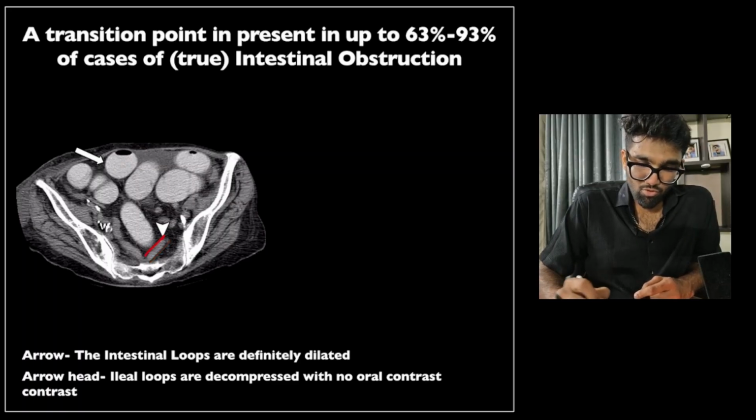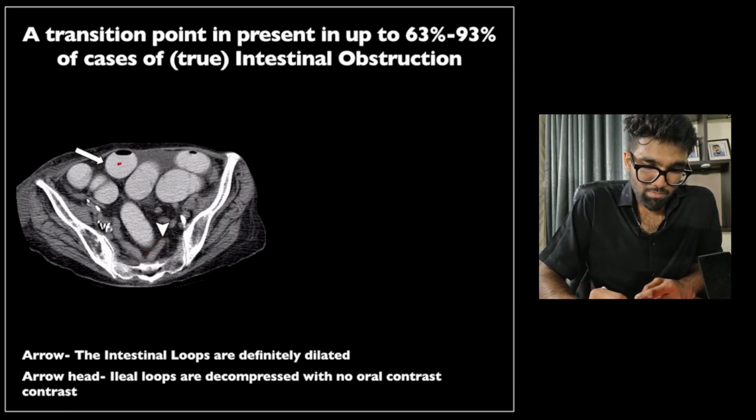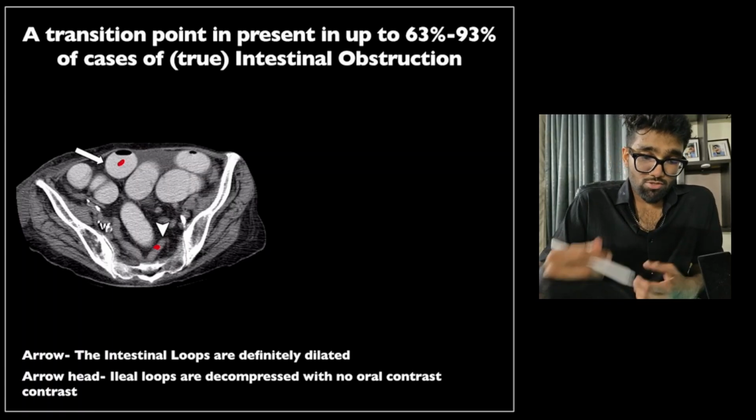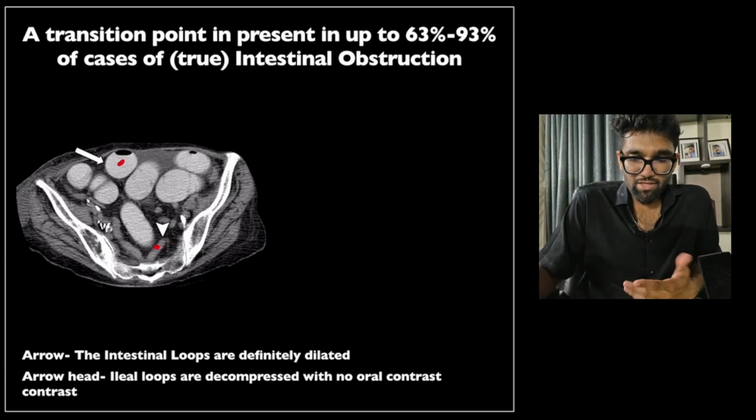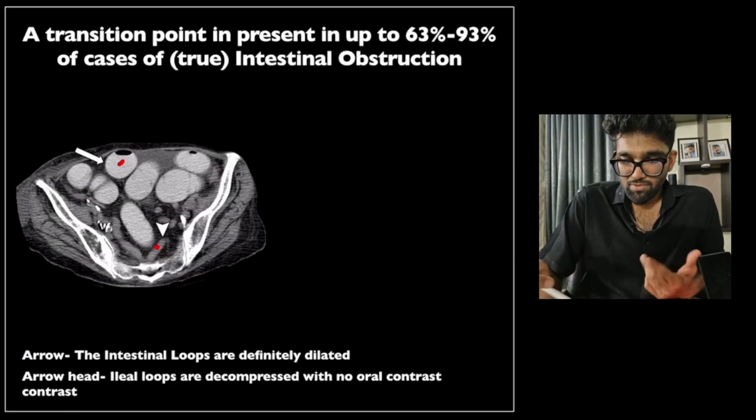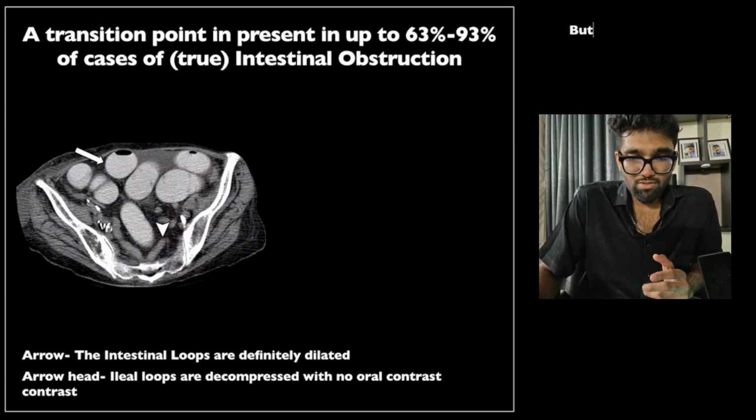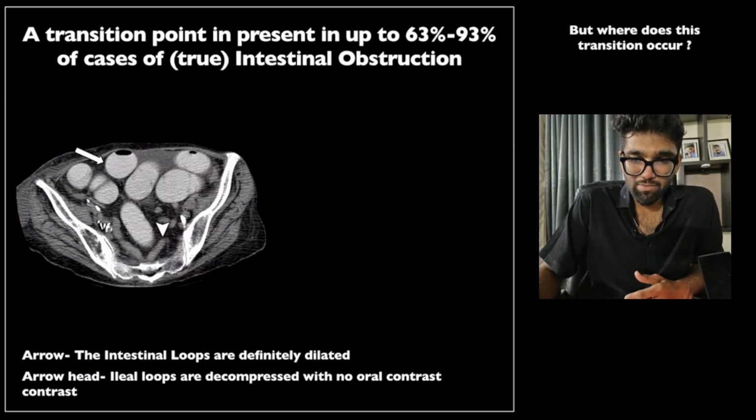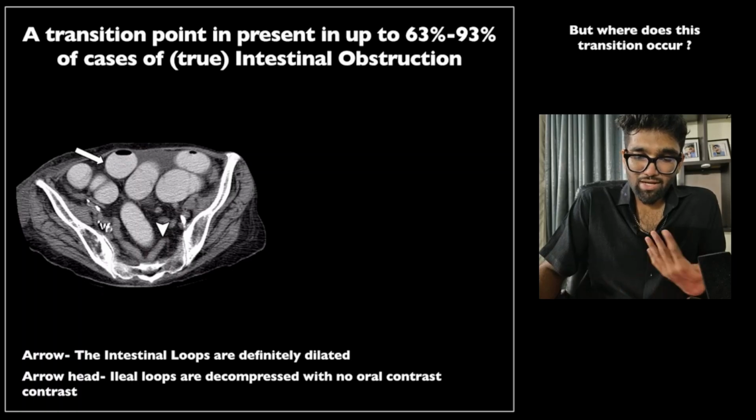So obviously between this point and this point in the intestinal lumen, there is a transition point. So we run the bowel and then we are able to say that that is exactly where the transition has occurred, or the obstruction has occurred. Now, it's not very obvious where the transition point is in this particular image. So we'll look at another image.